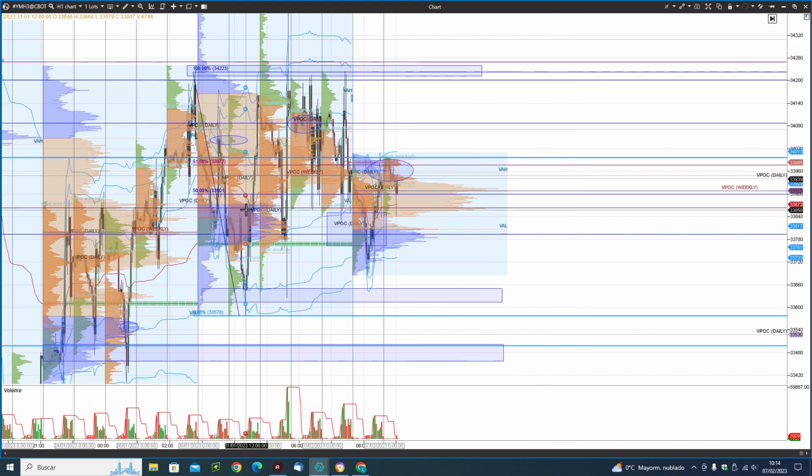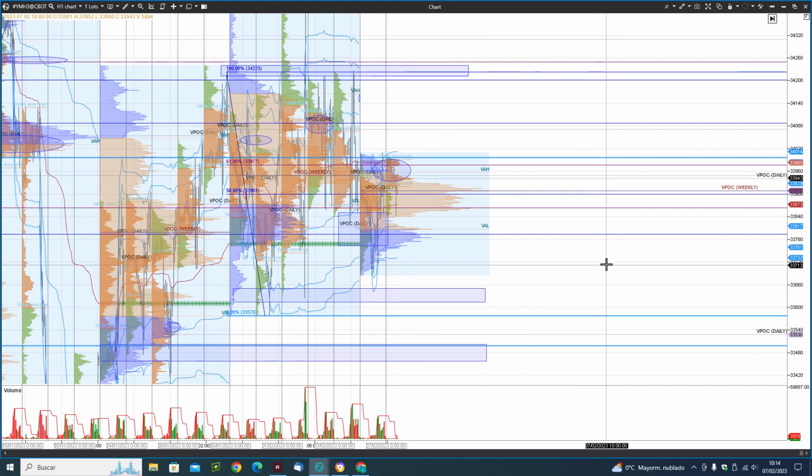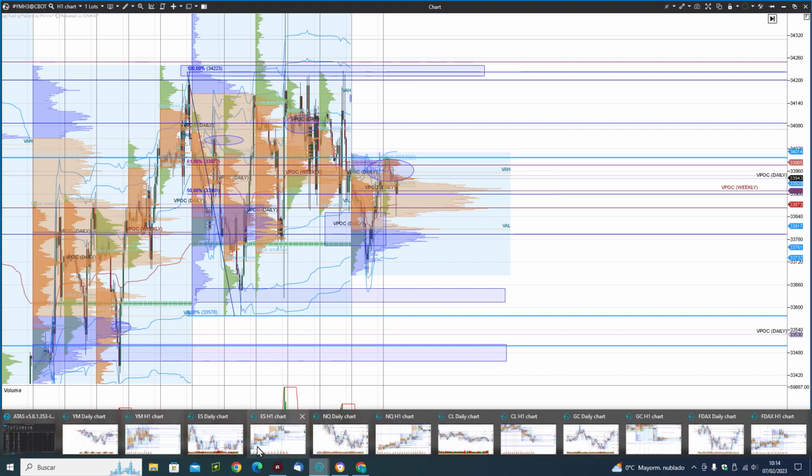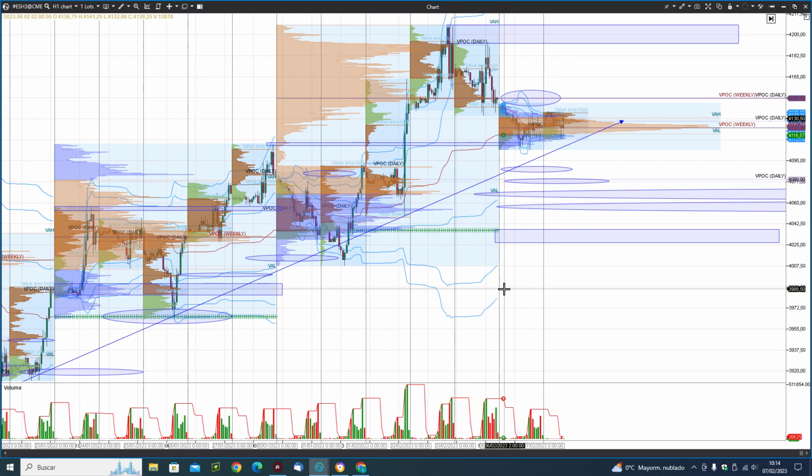We are inside the value area of last week. It's building a great high volume node at this zone between 33,949 to 33,910. So the targets are the same as yesterday. It's the same with S&P.